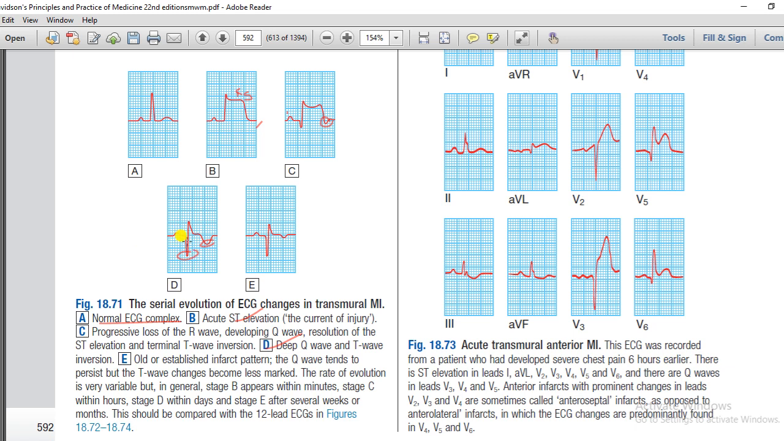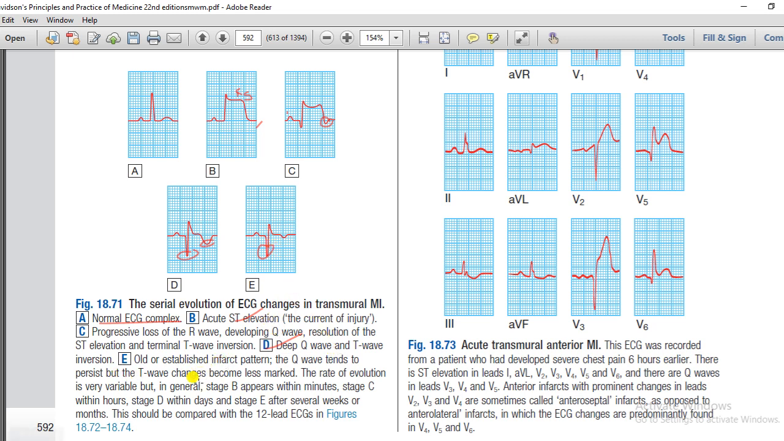Okay, so Q wave is initially right here in this normal line. However, in this case the Q wave is very below. So there is Q wave inversion and T wave inversion as well. And in this figure number E, there's the old or established infarct pattern. The Q wave tends to persist, yes, Q wave is persisting, but the T wave changes become less marked. So T wave was initially highly marked, but here in this figure it just becomes less marked.